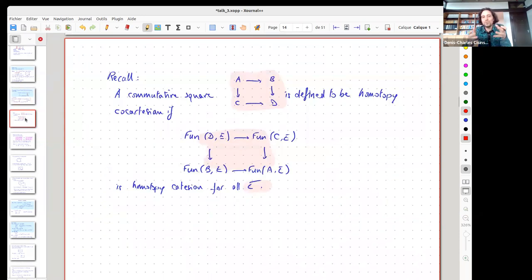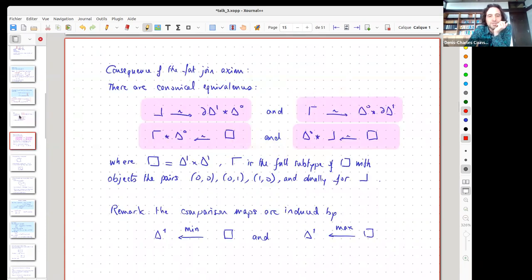Because we don't really care that the homotopy pushout has an explicit model, is what I mean. Okay. So the consequence of this fat join axiom is the highlighted equivalences that we have. Basically, using the minimum and the maximum map, which are the way to say that Δ¹ has an initial object and a terminal object, and the universal property of the join, you can produce canonical comparison maps.